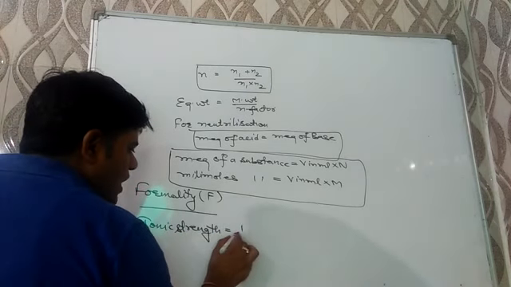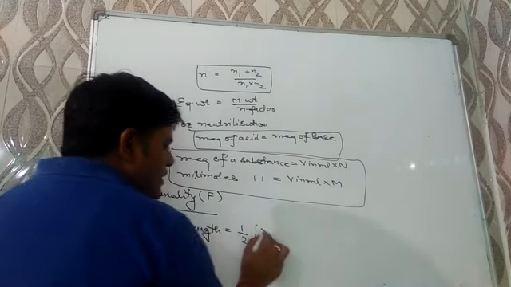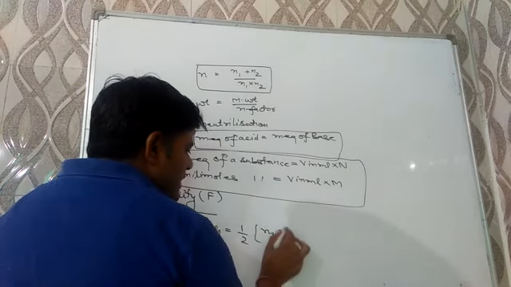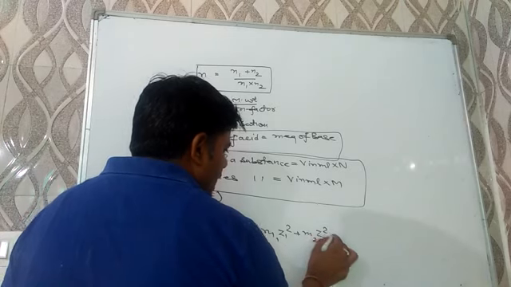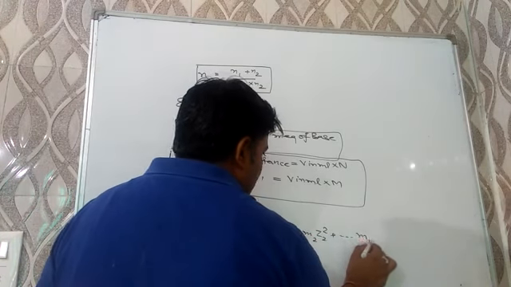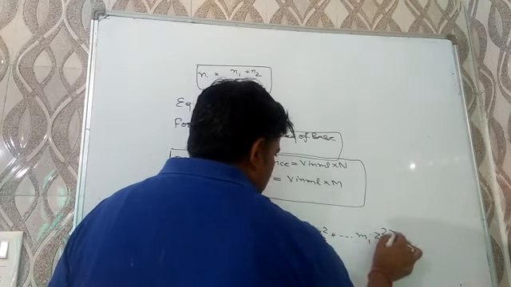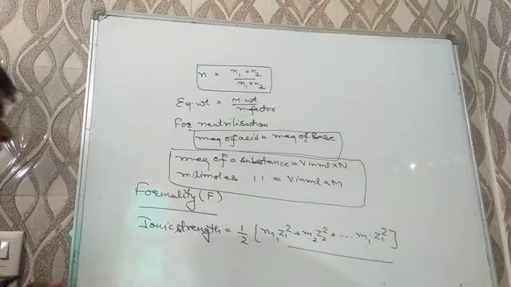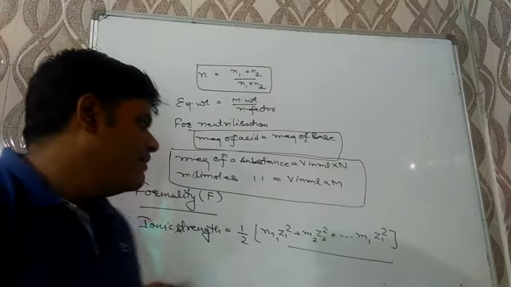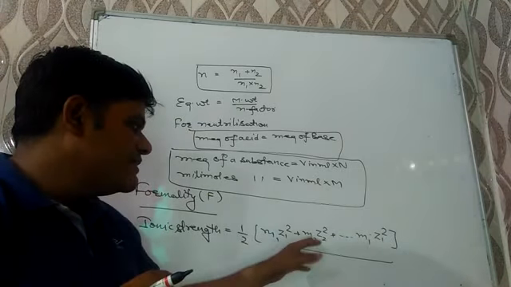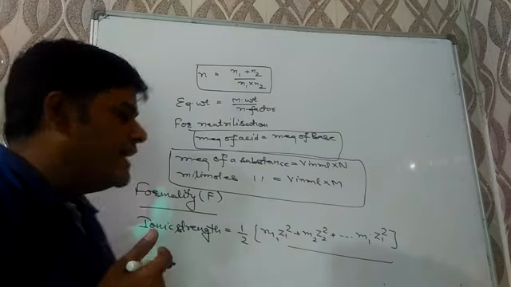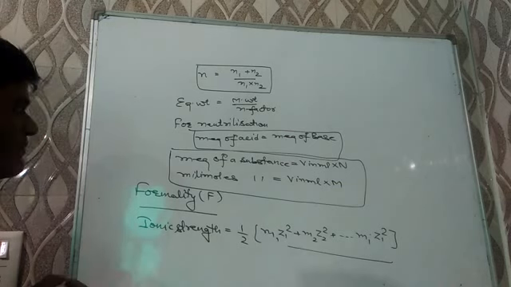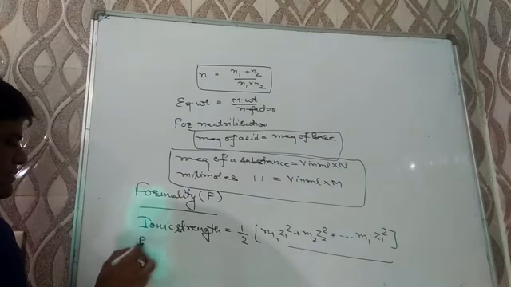Ionic strength is equal to half of m1 z1 square plus m2 z2 square, and so on up to mi zi square, where m1, m2, mi are the molarities and z1, z2, zi are the valencies of the ions. One more factor is for perhydrol solution.